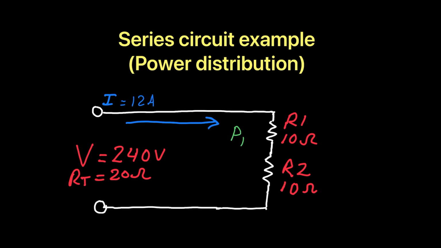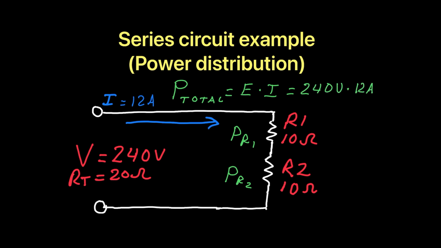Another aspect of series circuits is that the loads distribute the power in a way that is also proportional to their respective resistances, but the total power absorbed by the loads is equal to the total power delivered to the circuit. In our example, the total power delivered to the circuit per the power equation is P equals E times I, where E is voltage and I is current. And that is equal to 240 volts times 12 amps, or 2,880 watts. You might have guessed that each load, since they are of the same resistance, is allocated 1/2 of the total power, or 1,440 watts. And you'd be right.